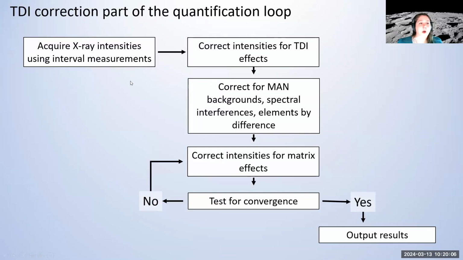And then when we do that, the way it works in the software is that it takes the intensities, corrects them first for the TDI effects, then all the other corrections happen: background, spectral interferences, elements by difference. Then it's run through the matrix corrections, and then it goes into an iterative loop if needed. And if it's happy, it can output the results.